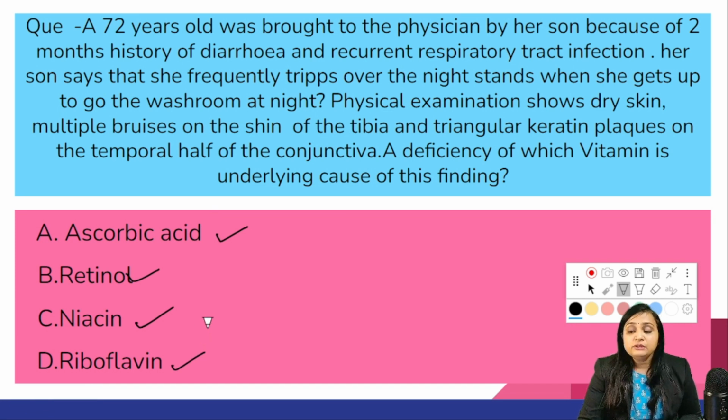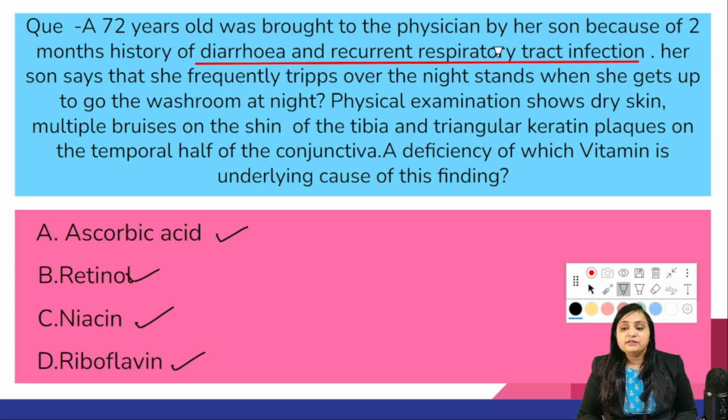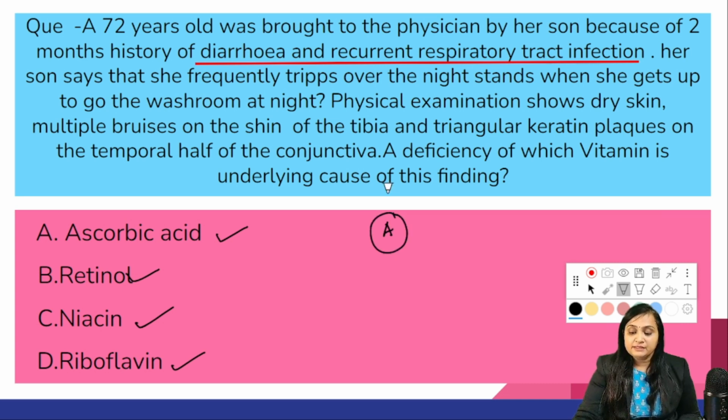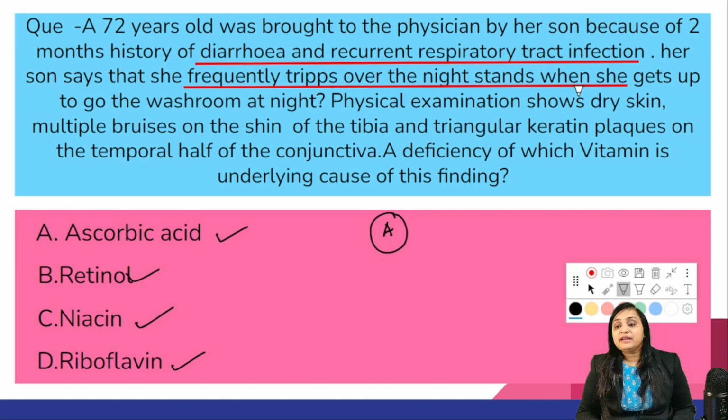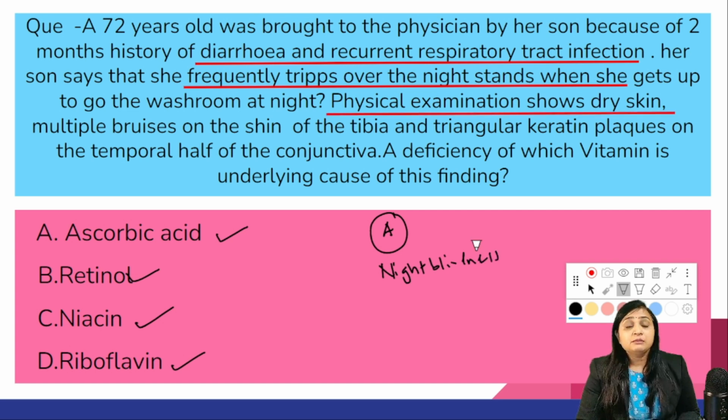Now here also there are multiple clues. First, she is having recurrent diarrhea and recurrent respiratory tract infection, so it is pointing towards vitamin A. Second, she trips over the nightstands. Again, it is the earliest symptom of vitamin A deficiency, that is night blindness, and that is the most common presentation. The mother will say that the child cannot find her in the dark.